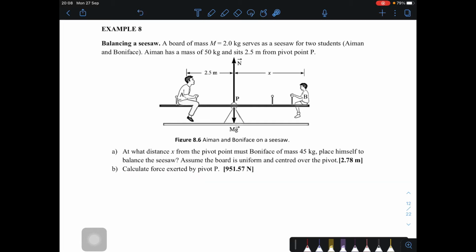Okay, so here we have a seesaw, this one with mass 2 kg. And then on each side we have Aiman and Boniface. So Aiman has a mass of 50 kg, and Boniface 45 kg. And then there is a point P here at the center, where point P is the pivot point. So Aiman is 2.5 meters from point P, and Boniface is at a certain distance at one point here, but we don't know what the distance is.